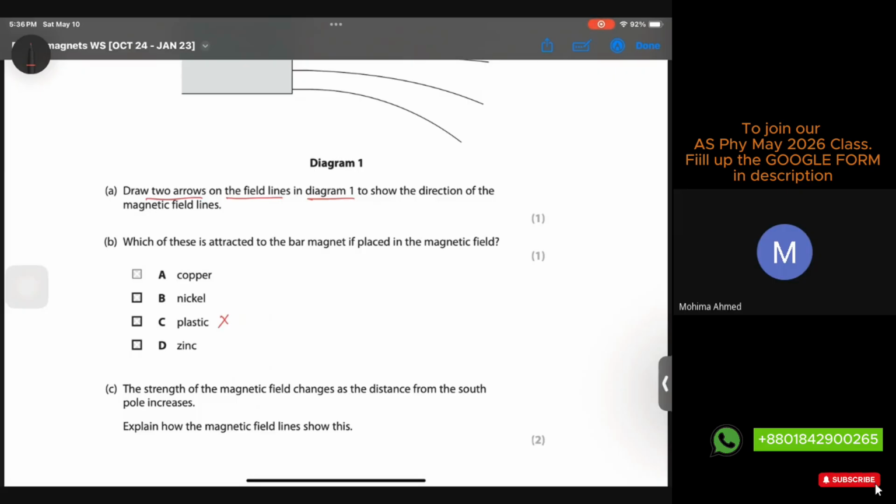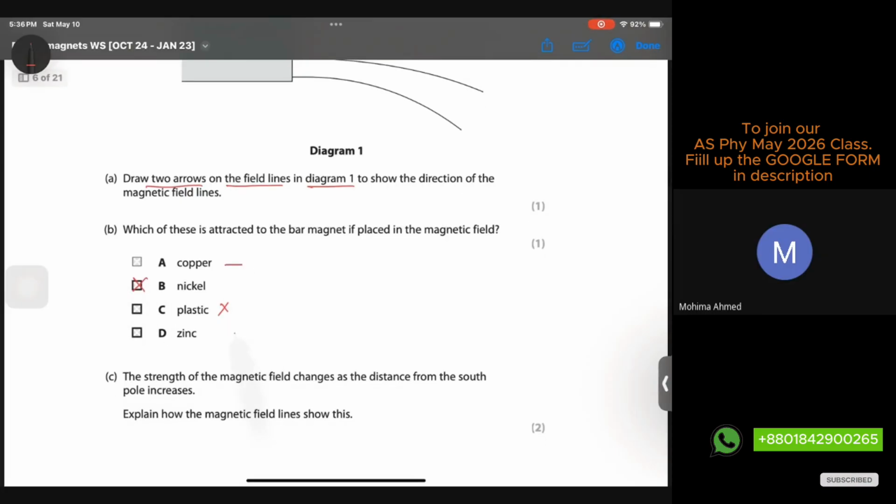But nickel will have an extra electron that doesn't have any pair. So nickel, with an unpaired electron, will be attracted to magnetic materials. So only nickel and not copper and zinc. So I'll just write this down, this and this. Unpaired electrons, right? Also, another thing is nickel is a transition metal.